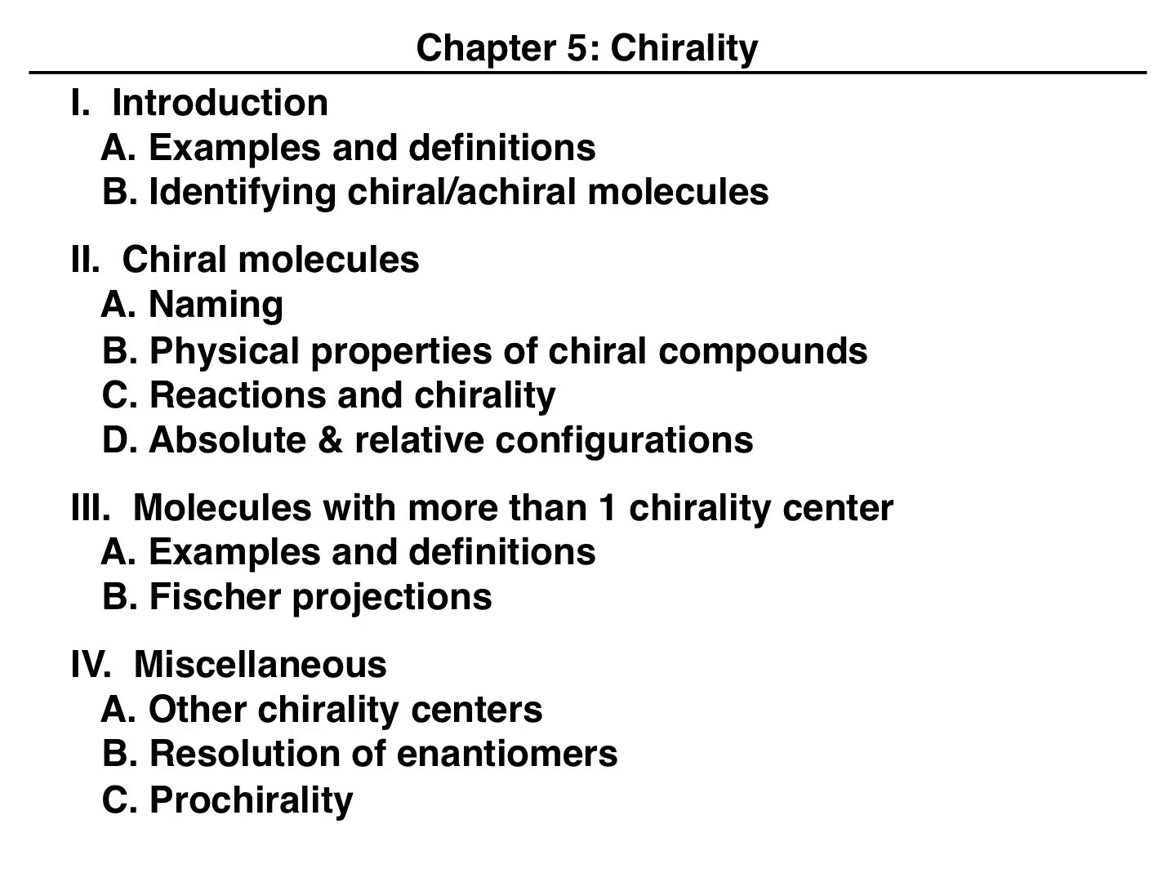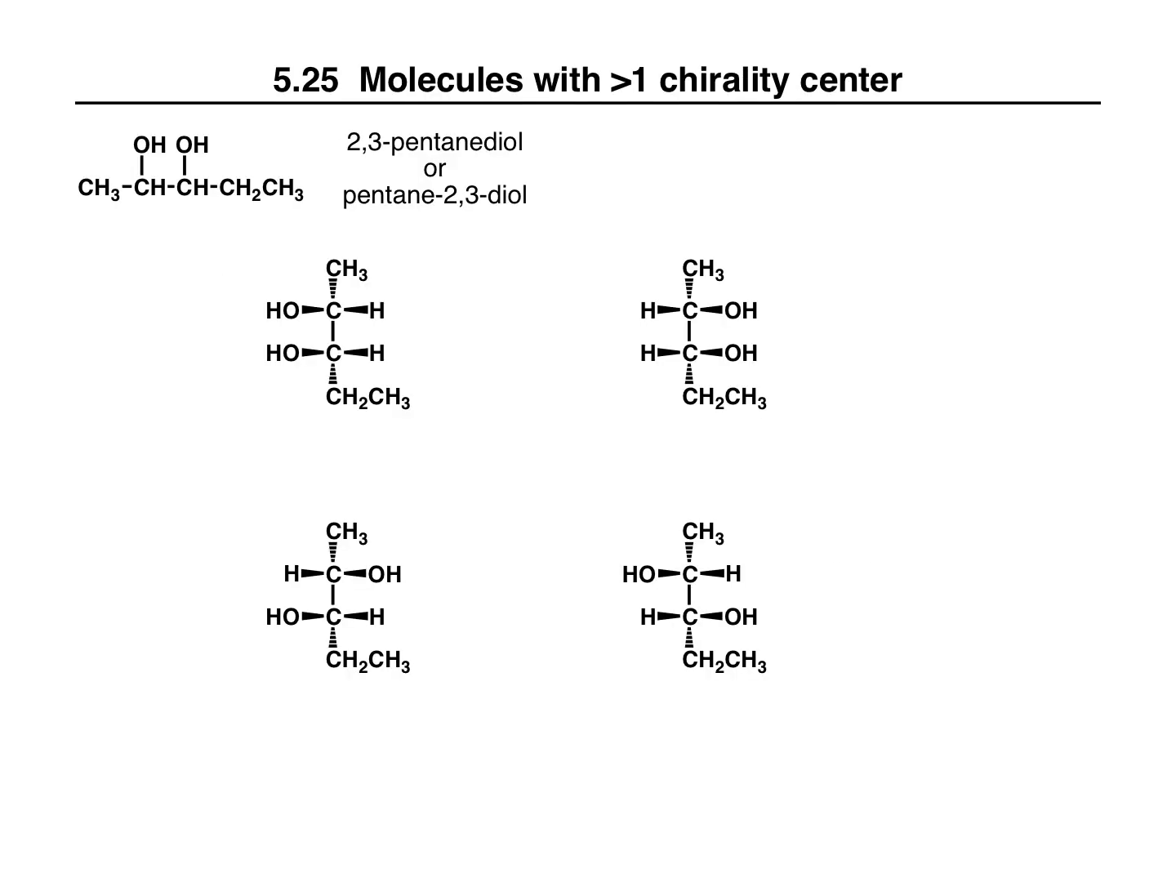In this video, we will continue our discussion of chirality, looking at molecules with more than one chirality center. So let's take a look at 2,3-pentane diol, which can also be named as pentane-2,3-diol. The diol means that we have two alcohol groups. They're at position 2 and 3 out of the 5-carbon pentane. So this is a chirality center, and this is a chirality center.